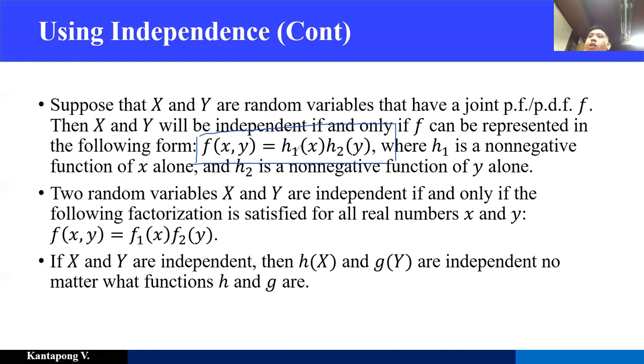And since we can separate into h1 and h2, we can separate it into f1 and f2, because this chunk is a function of x, this chunk is a function of y, and f1 is the function of x, and f2 is the function of y. So this is a simple corollary of the above one. First it must be separable, and second, if it is separable, it must be separated into f1 and f2, no matter what functions h and g are.